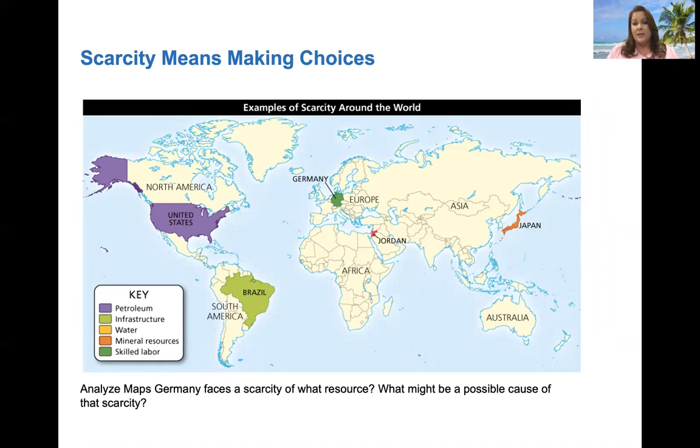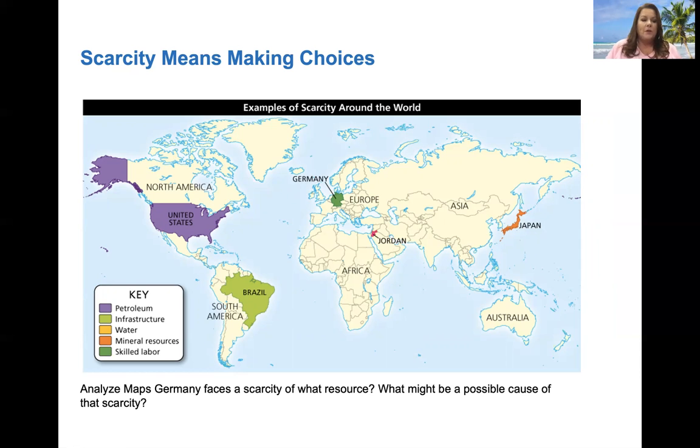Countries even face scarcity. And if we look at this world map here, the United States, we have a shortage of petroleum. We need petroleum to make gasoline. We buy a lot of it from the Middle East over here because they have an abundant supply. Now, does that mean that there's a shortage of petroleum out here in the Middle East? No, but is it still scarce?